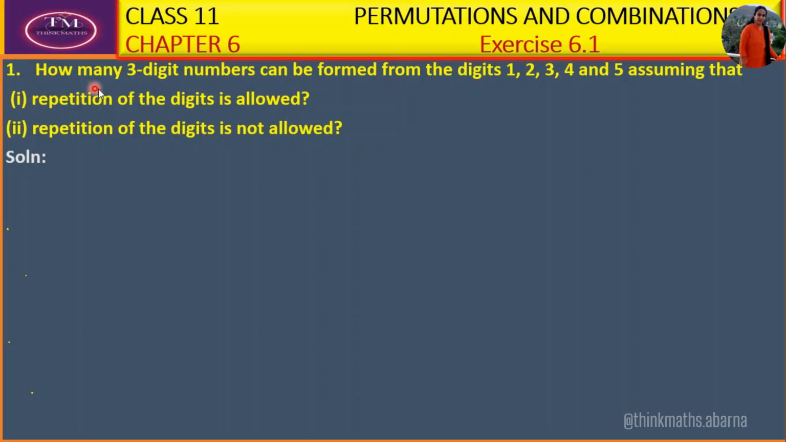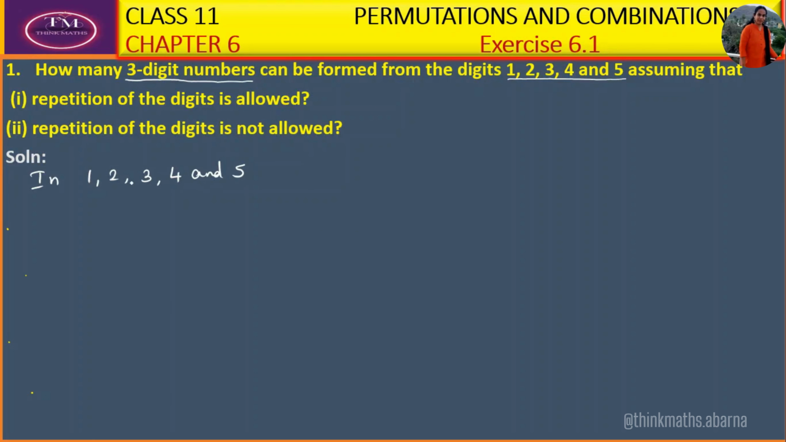First one. How many three-digit numbers can be formed from the digits 1, 2, 3, 4 and 5, assuming that there are two parts. Repetition of the digits is allowed. Repetition of the digits is not allowed. So here, what is the condition? We have to form a three-digit number using the digits 1, 2, 3, 4, 5.